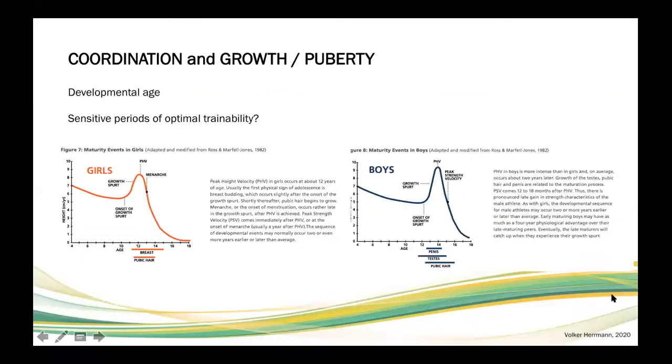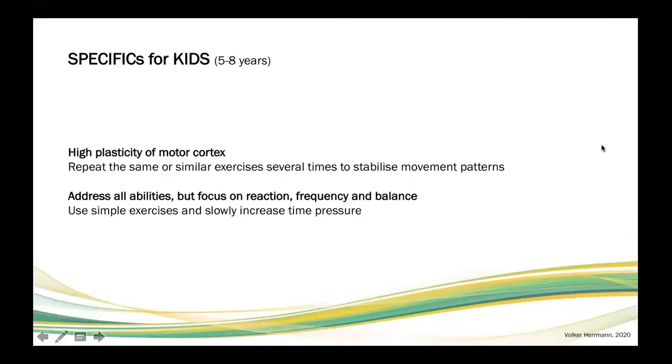So then the question we have to ask ourselves: how is coordination connected to growth or puberty? We mentioned already that we have different developmental ages, especially regarding the mental development, and that there are sensitive periods of optimal trainability, the golden ages of motor learning. We can improve our technique. We are able to enhance this coordination throughout life, and that's something we need to do. Even with senior athletes, we have to regularly affect coordination because it will help us.